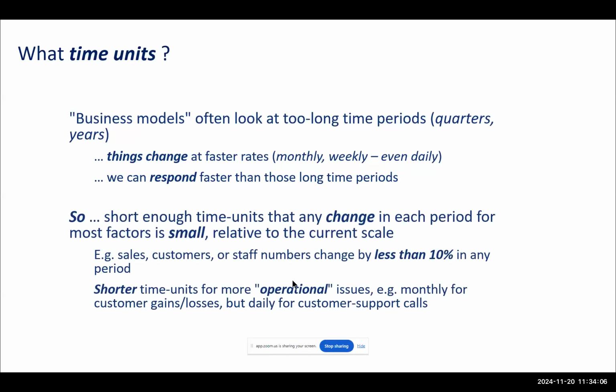So pick short enough time units that the amount by which the situation changes in each period is relatively small compared with its current scale. What do I mean by that? Well, sales, customers or staff numbers change by, rule of thumb here, try to pick time units during which nothing changes by more than about 10% in any period. Clearly, when things are kicking off, you're going to see change rates of 100% or 200% per period. But when things get going, look for time units where things don't change very much from period to period.